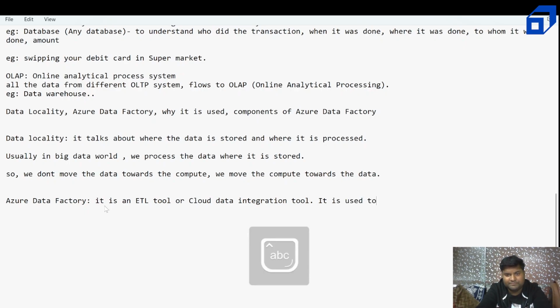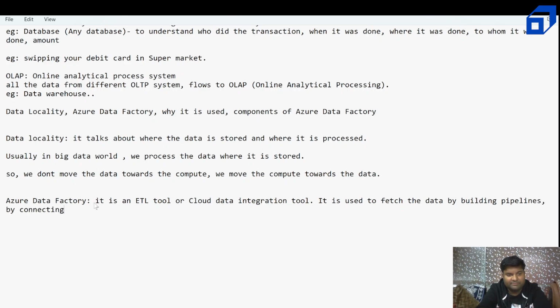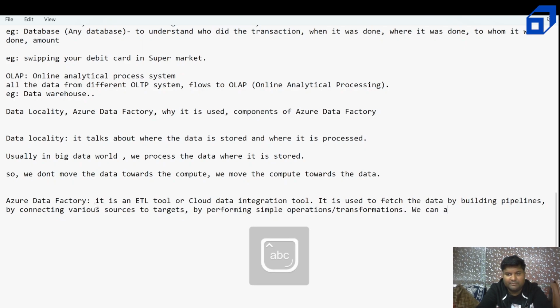It is used to fetch the data by building pipelines, by connecting various sources to targets, by performing simple operations or transformations. Okay, we can also orchestrate our pipelines in Azure Data Factory, right?